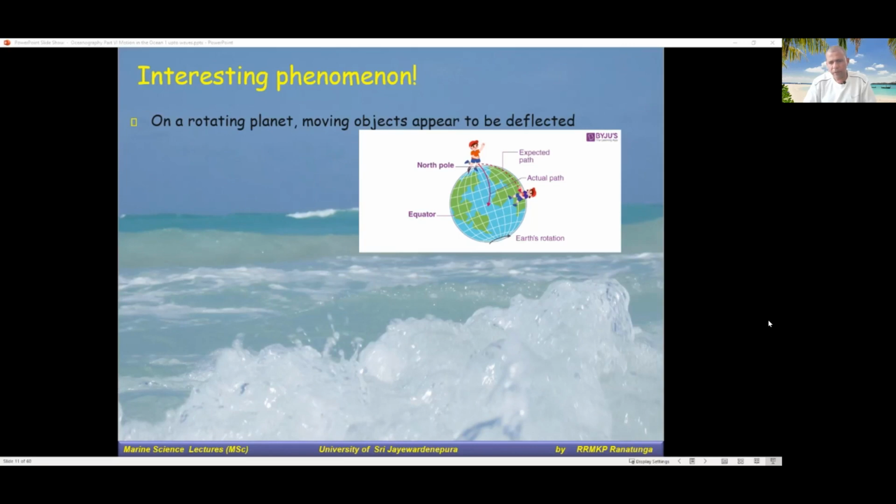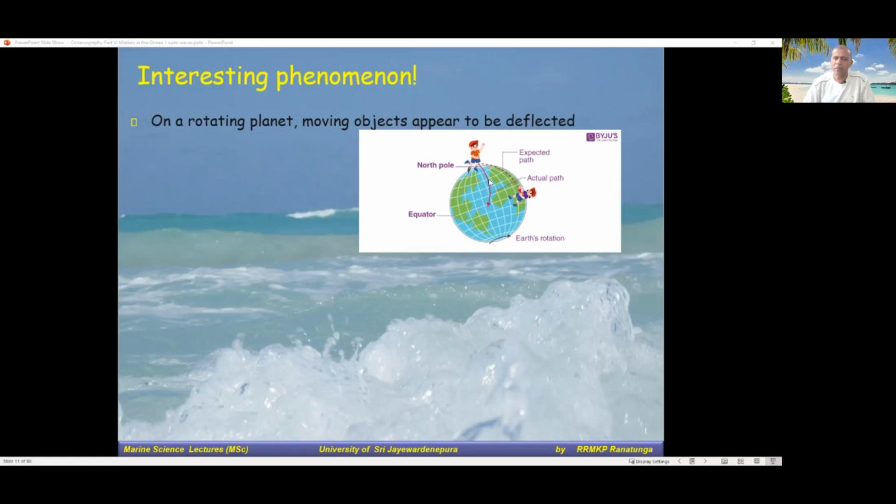Especially when they are going very far, their direction is going to change. Right. And here is an example: if you are moving from the pole, say the North Pole, to the equator, and you keep going straight, you will never reach the place where you want to. Rather, you will end up somewhere else.